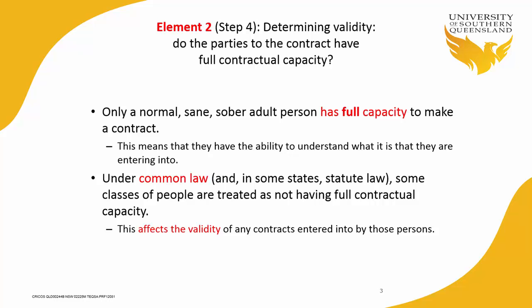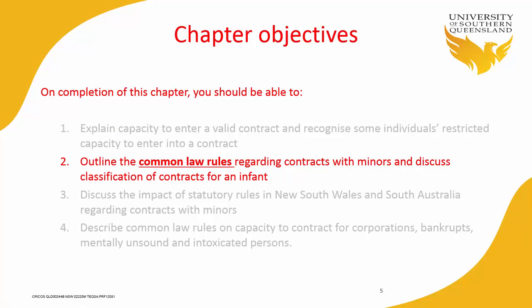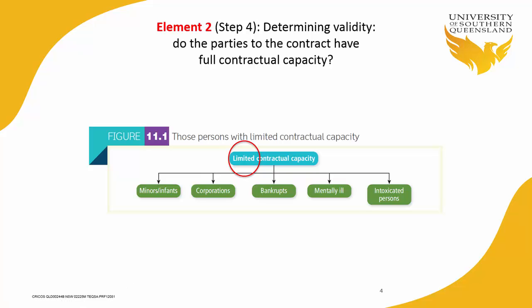And you will have a figure 11.1, again on page 280, that shows you these limited capacity to contract categories, and we want to emphasize that they are basically limited, as opposed to having the full capacity to contract. This is the key point here, that they have limited contractual capacity. So we have these 5 categories. We're starting with minors and then going through to talking about corporations, bankrupts, the mentally ill and the intoxicated person.